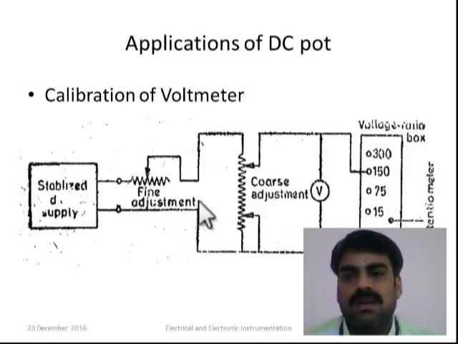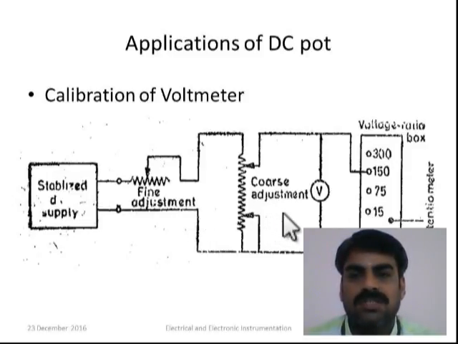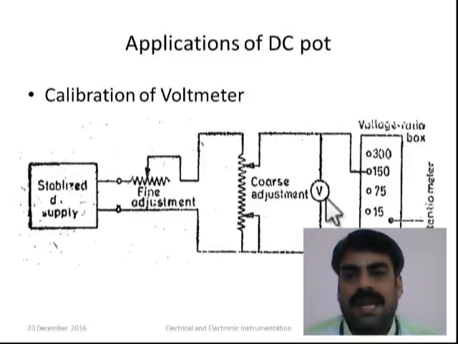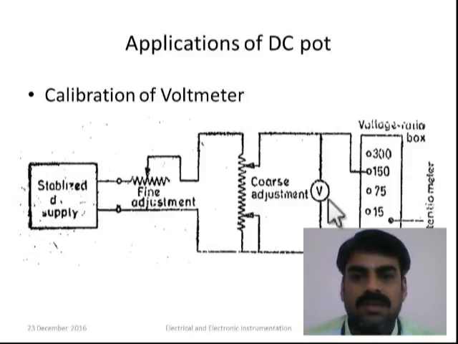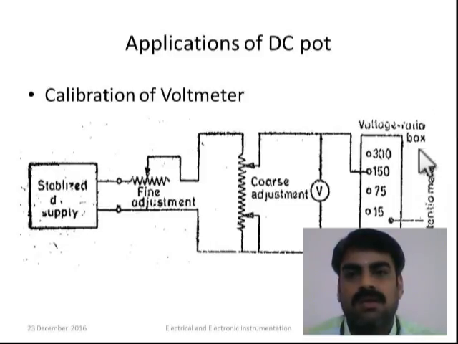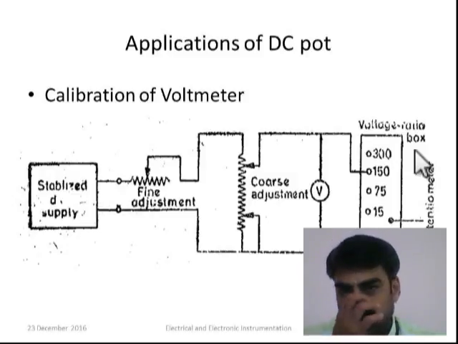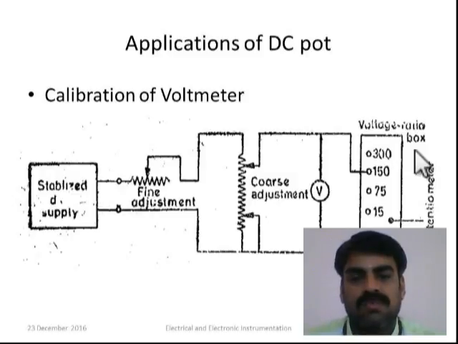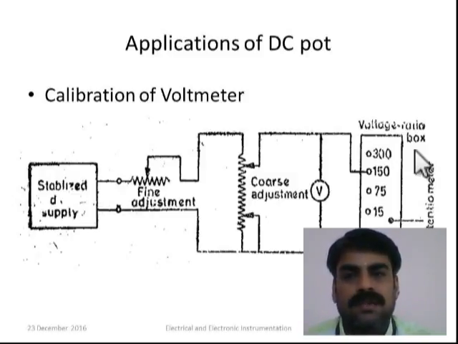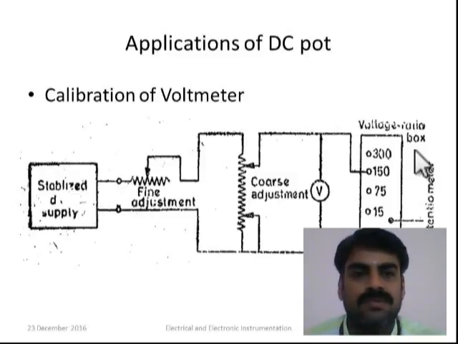So for that only we have the fine adjustment and coarse adjustment provision, and the voltmeter shown here is connected, which is to be calibrated. Right now according to this arrangement we are going to use the 150 volt range, and an additional equipment called a voltage ratio box or volt ratio box is used while using this potentiometer for higher voltage applications. We will see the working of this voltage ratio box after discussing various applications of the DC potentiometer.